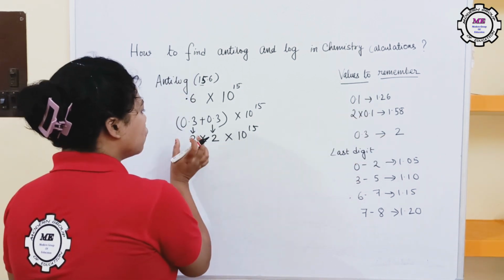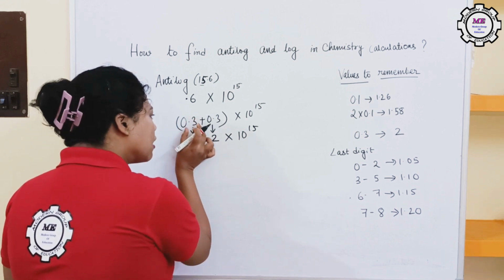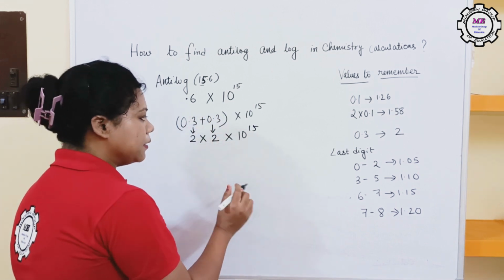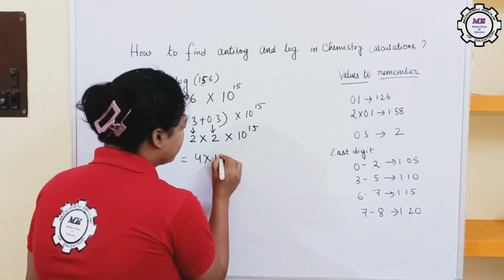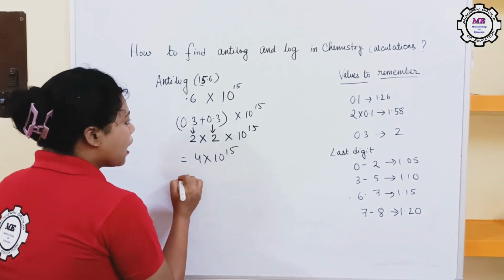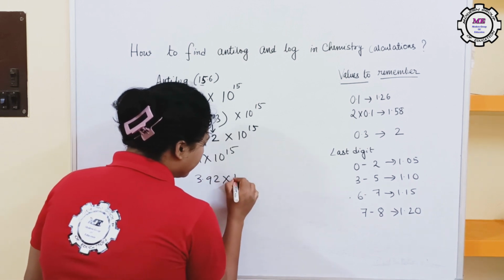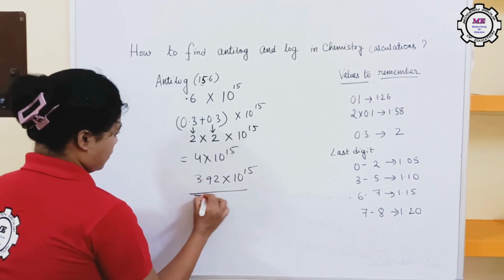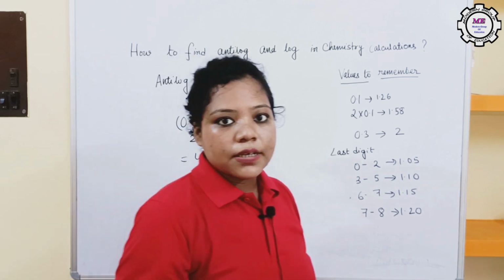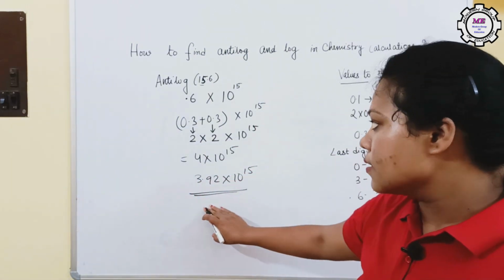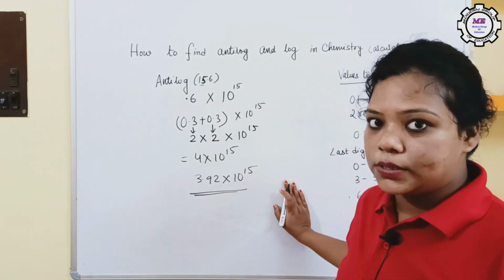But whatever breakage you do, whatever values come from these individual things, you have to multiply, and this comes as 4 into 10 to the power 15. And if you calculate it by a calculator, it will come as 3.92 into 10 to the power 15, which is pretty close. These approximate values are pretty close, so hopefully you can do this.